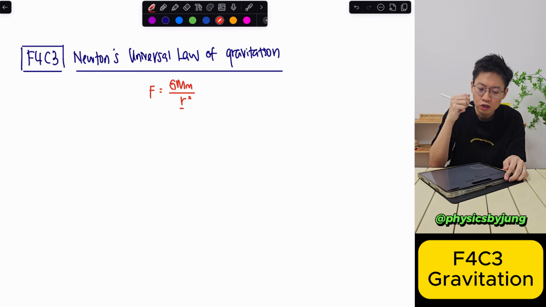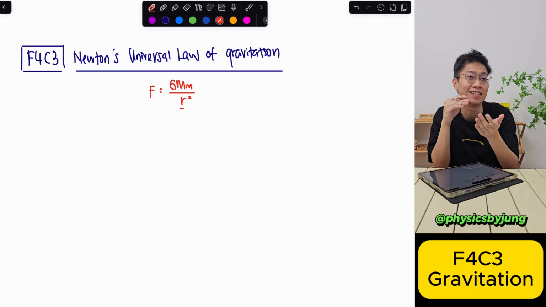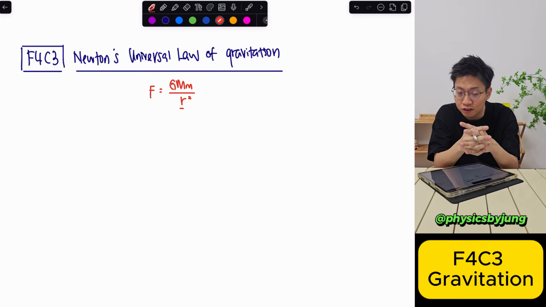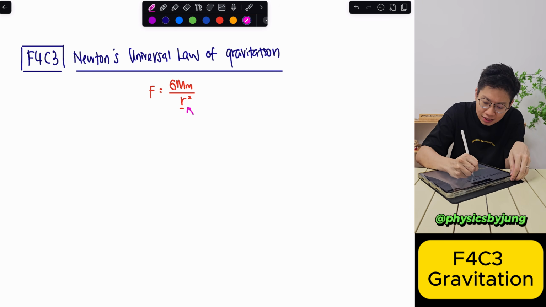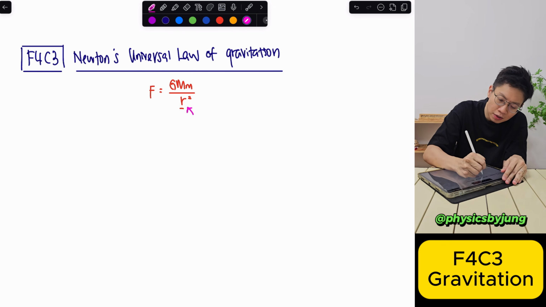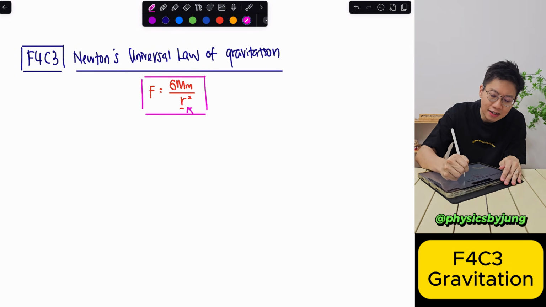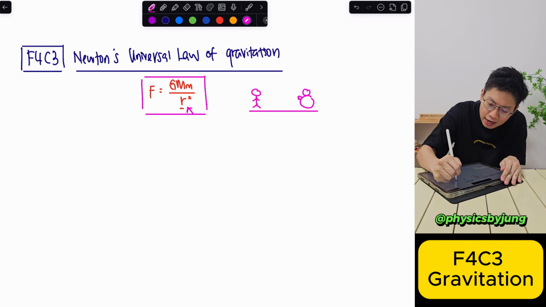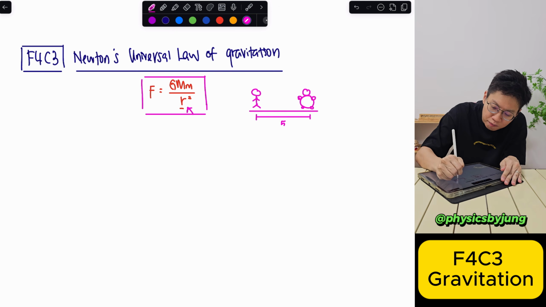What about r? A very common mistake among students is that they like to say r is the radius. If you check the definition, it is more appropriate to use the words distance between the centers rather than radius of the object. For example, in what situation can we use this formula? In Newton's universal law of gravitation, we can calculate the attraction force between two objects. So let's say me and my friend, standing maybe 5 meters apart.